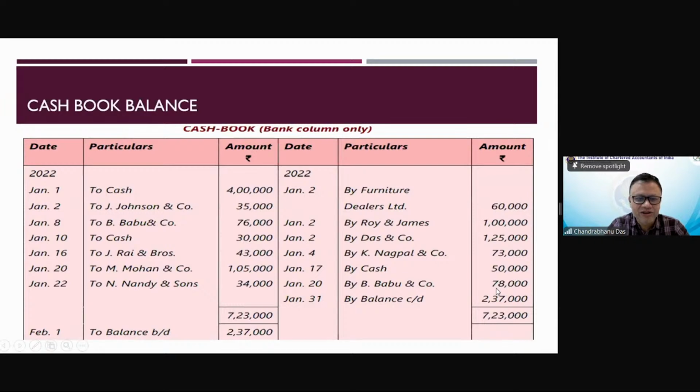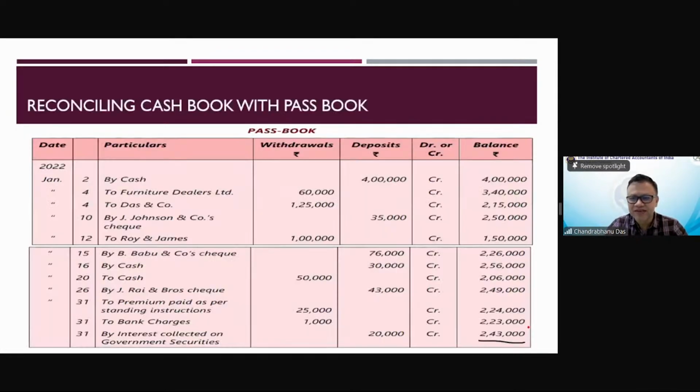Of course, the chat is disabled, otherwise I would have asked what the balance in the cash book is and what the balance in the passbook is. Many of you must be able to visualize the passbook balance here. In the last line, it is showing 2,43,000. This is the balance shown in the passbook.